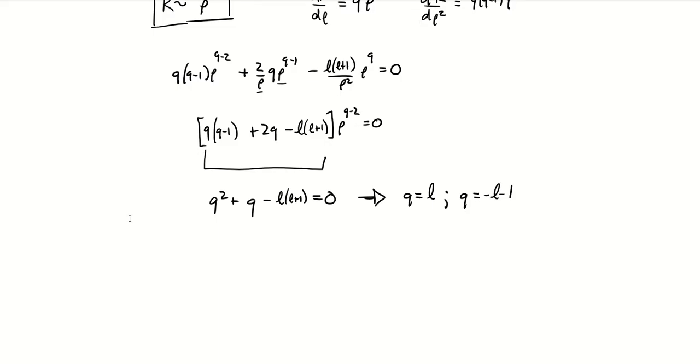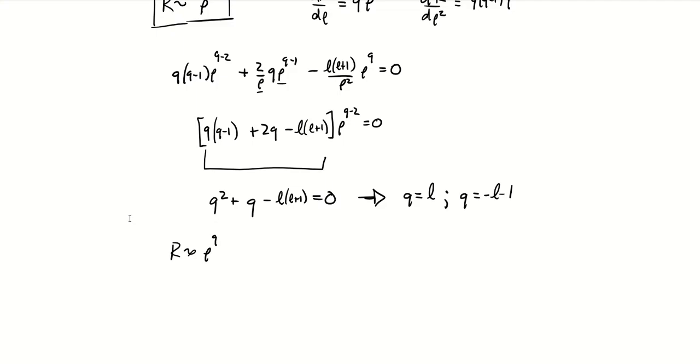Now, if we can determine which one of these is good, again, we have to have this be normalizable, and we're looking at a function that goes as rho to the q.